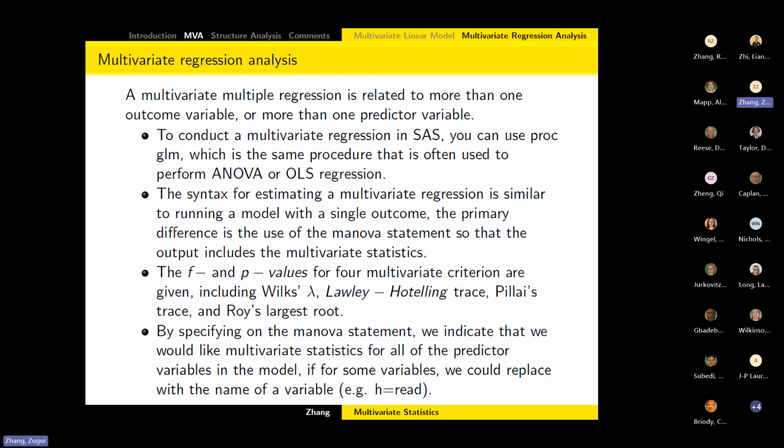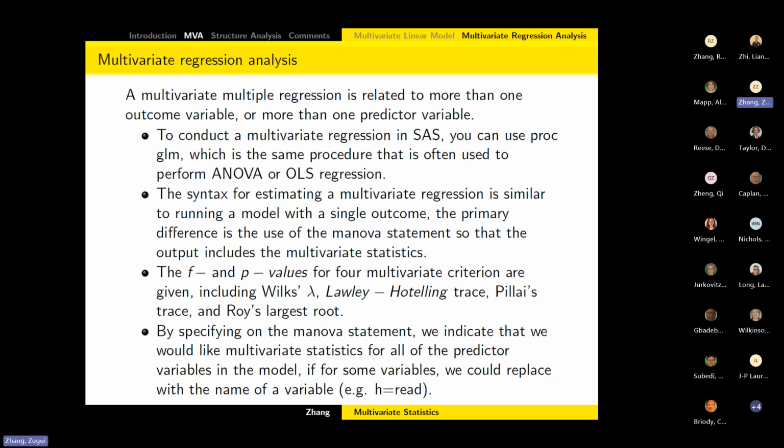When we conduct a multivariate regression analysis, many statistical software packages can conduct this analysis. The first one I would like to recommend is CES, because compared to other software, CES can use very simple syntax to generate very comprehensive outcomes.